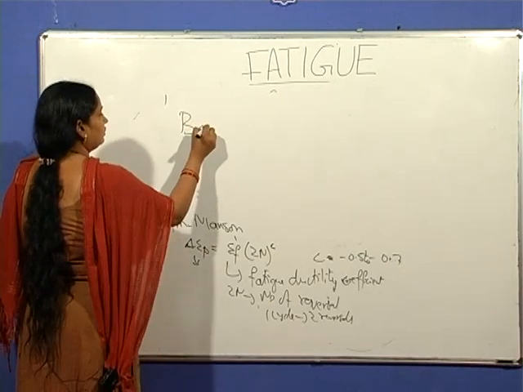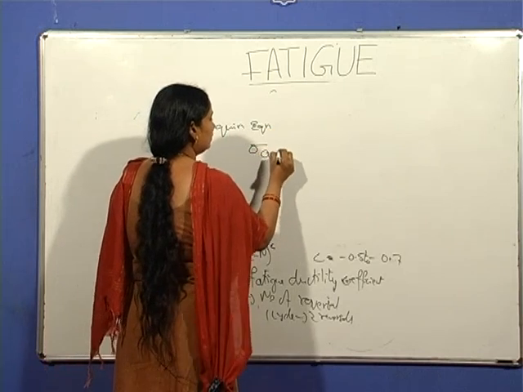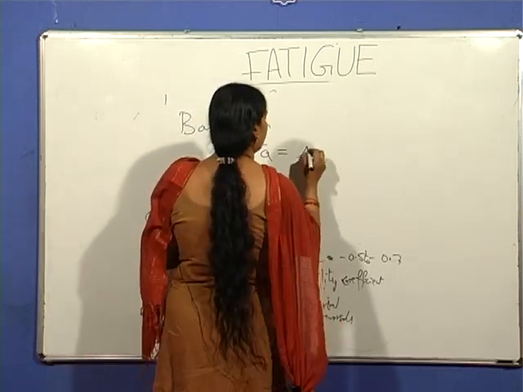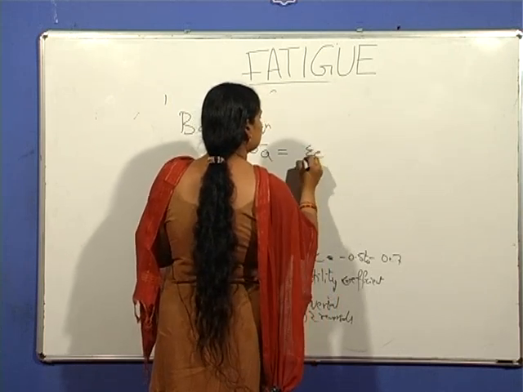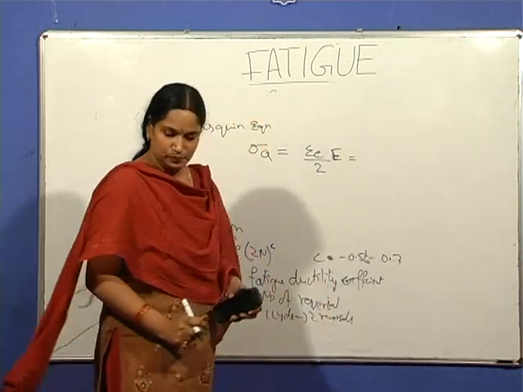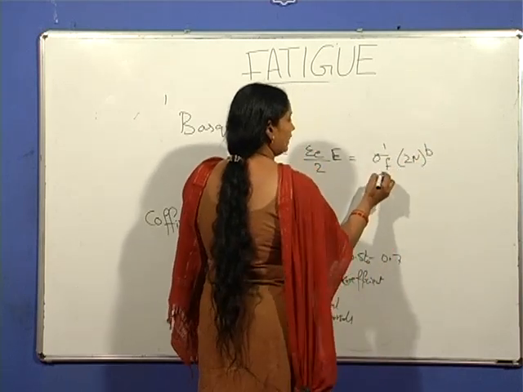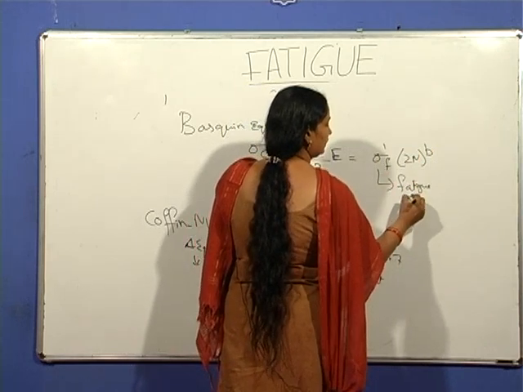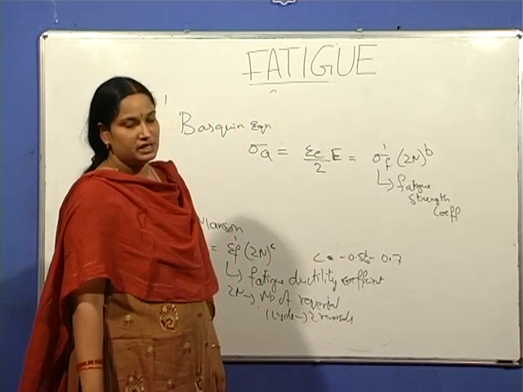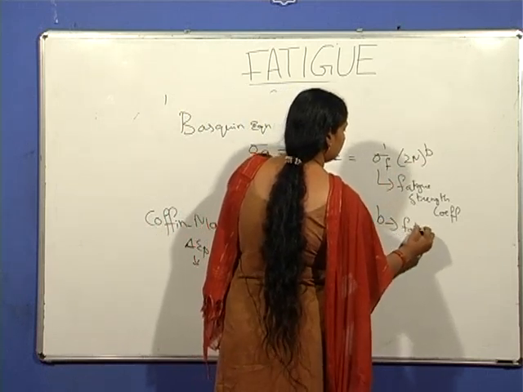So the Basquin equation, which is for the case of high cycle fatigue, where the stress amplitude can be related to that of elastic strain, is equal to sigma f prime into 2N whole to the power of b, where sigma f prime is the fatigue strength coefficient, obtained at a value of strain intercept 2N equal to 1, and b is the fatigue strength exponent.